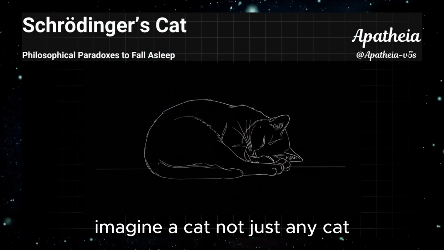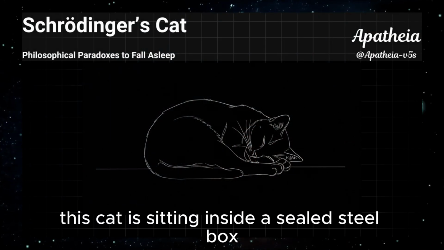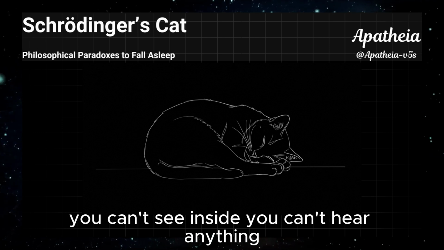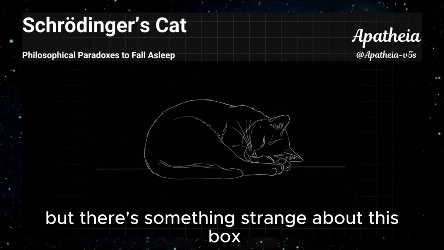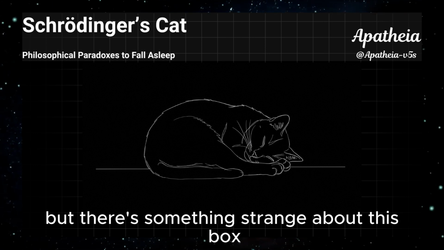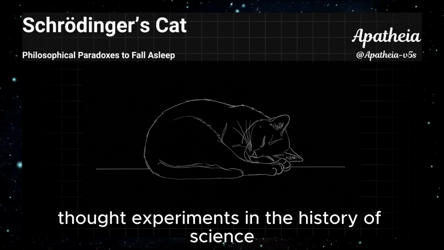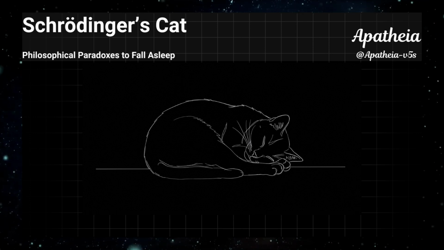Imagine a cat. Not just any cat. This cat is sitting inside a sealed steel box. You can't see inside, you can't hear anything. The box is perfectly closed. But there's something strange about this box. Something that makes it one of the most famous and weirdest thought experiments in the history of science.